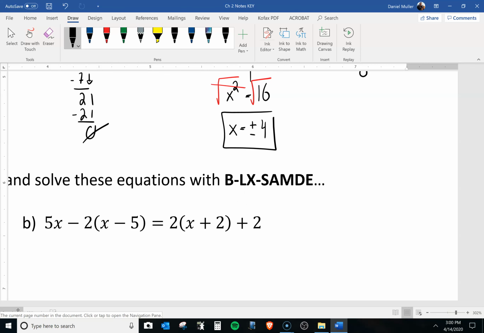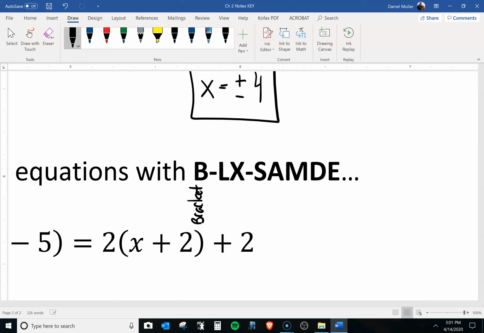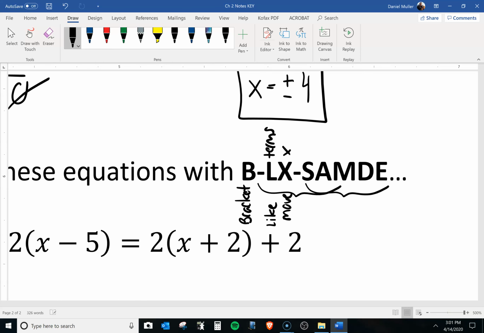So if you were going to just leave yourself some notes here, this would be bracket. This would be like terms. I'll write the terms over here. This is going to be move the x. And then after that, you've got the backwards BEDMAS. So let's take a look at our first example.